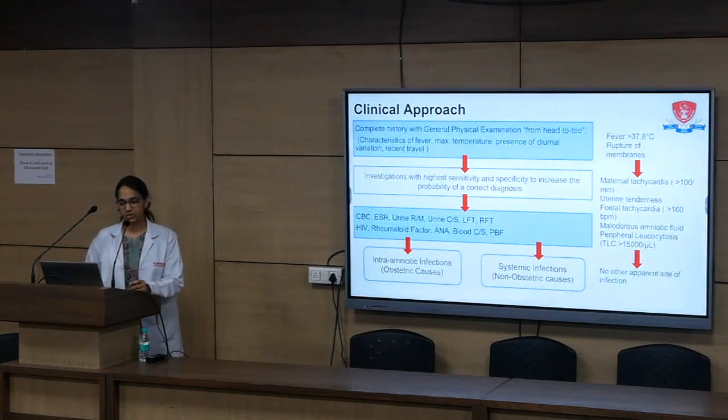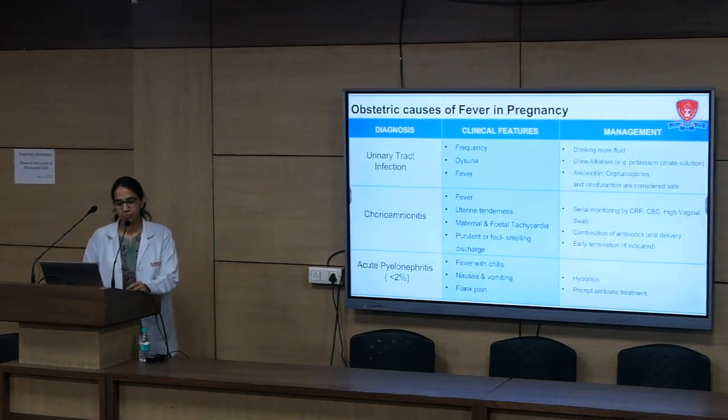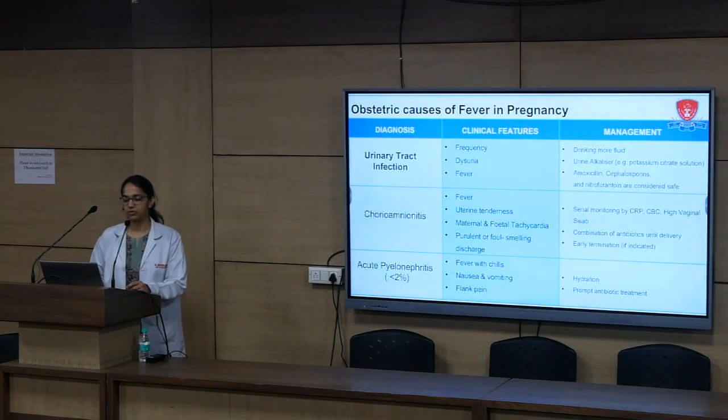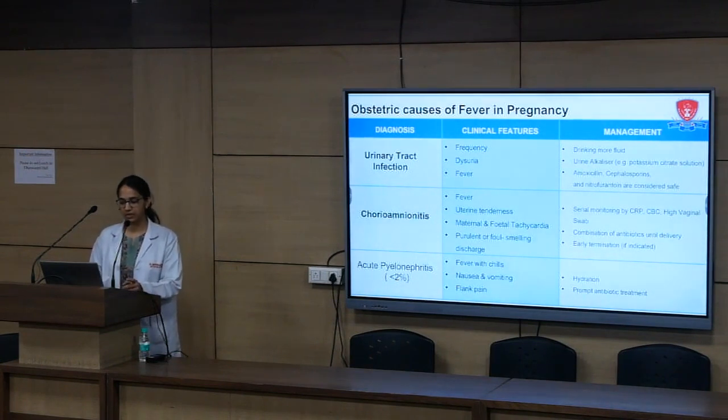We need to categorize the female into a systemic infection and an intraamniotic infection, that is the obstetric causes. So dealing with the obstetric causes of fever in pregnancy, the first and the foremost is the urinary tract infection. The patient presents with fever, dysuria, and frequency. Next, we have the chorioamnionitis, wherein a pregnant female will present with fever, maternal and fetal tachycardia, uterine tenderness, purulent or foul-smelling discharge. It is managed by serial monitoring of C-reactive protein, complete blood count, high vaginal swab. A combination of antibiotics is prescribed until delivery, and early termination is advised if indicated.